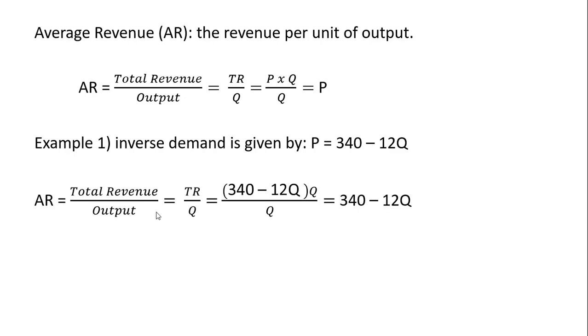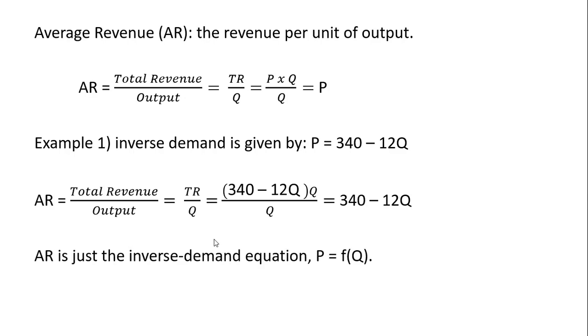Well, we'll take total revenue and divide it by output. What's total revenue? The price equation times quantity. So in parentheses, I have the price equation, and then that's being multiplied by Q. Same thing up here, P times Q. And you'll note here that this Q and this Q cancel. So there's a Q here and a Q down here. That cancels. And average revenue is just 340 minus 12Q, which is price. So average revenue is just the inverse demand equation, where inverse demand, we have price as a function of quantity.